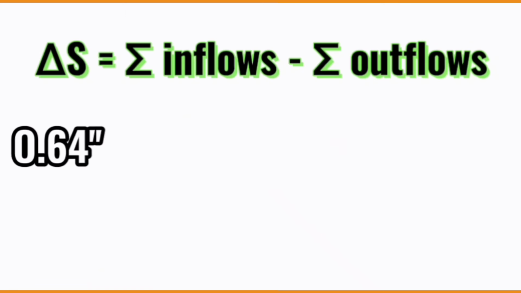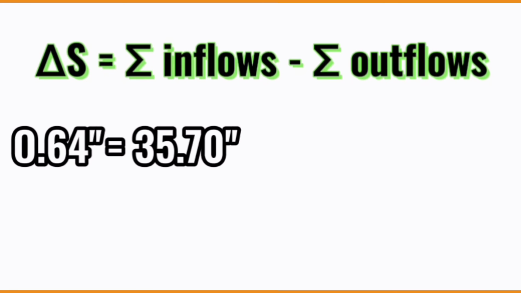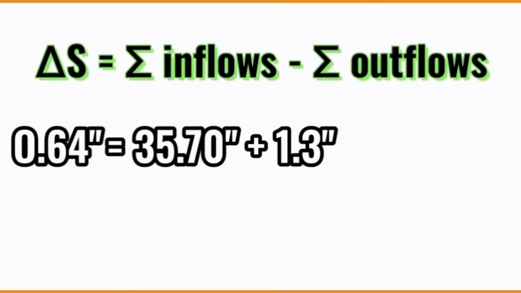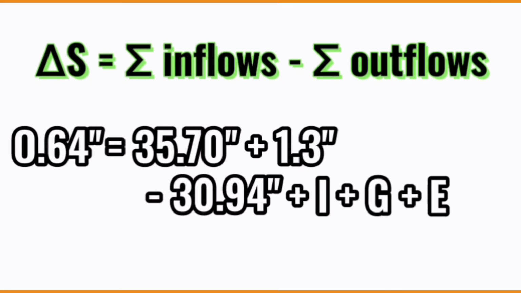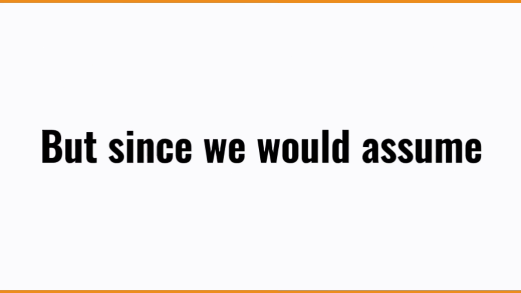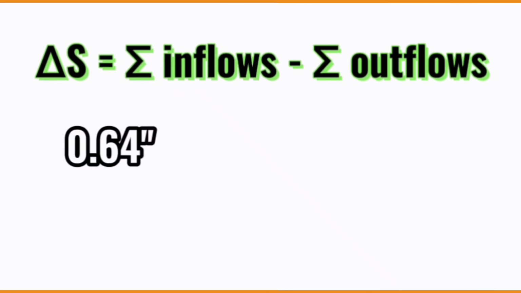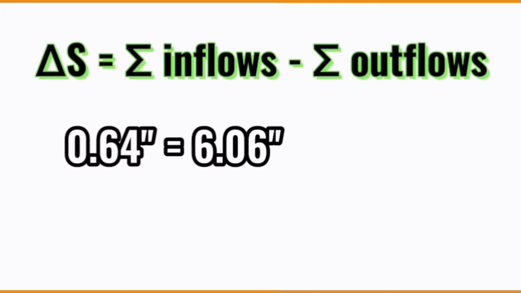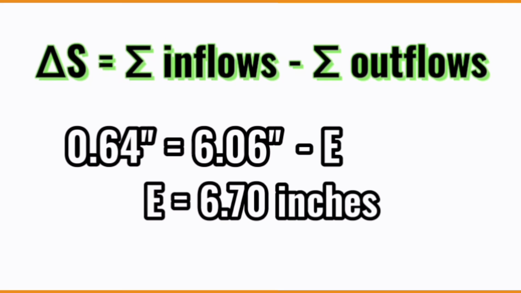Now, we will substitute the values in our formula. 0.64 inches is equal to the inflow, 35.70, plus the precipitation, which is 1.3 inches, minus the outflow, 30.94 inches, plus surface flows, plus groundwater, minus evaporation. But since we assume that surface flow and groundwater flow are insignificant, we will rule them out. We are then left with 0.64 equals 6.06 minus evaporation. We then get the value of 6.70 inches.